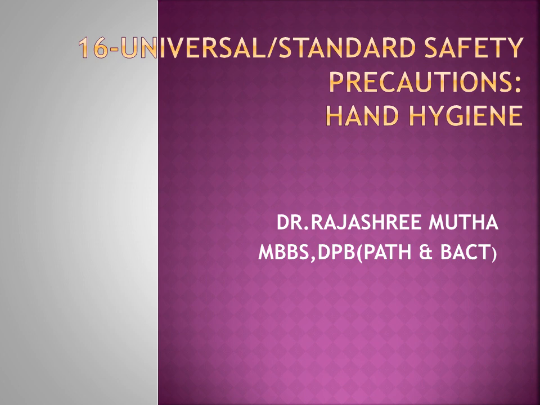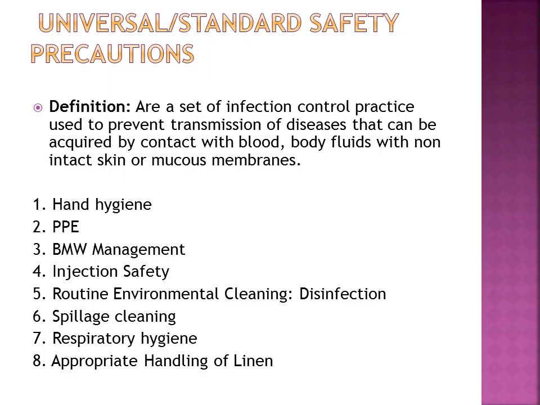So chapter 16. In that, universal or standard safety precautions, and in detail we will study hand hygiene. What are the universal standard safety precautions and what are the components of that, like hand hygiene, biomedical waste management, protective equipments, injection safety and all. These components we will see, and we will see hand hygiene in detail. So first, universal safety precautions.